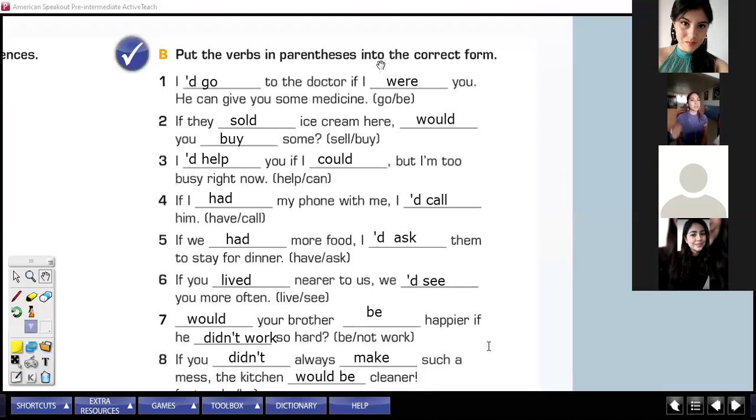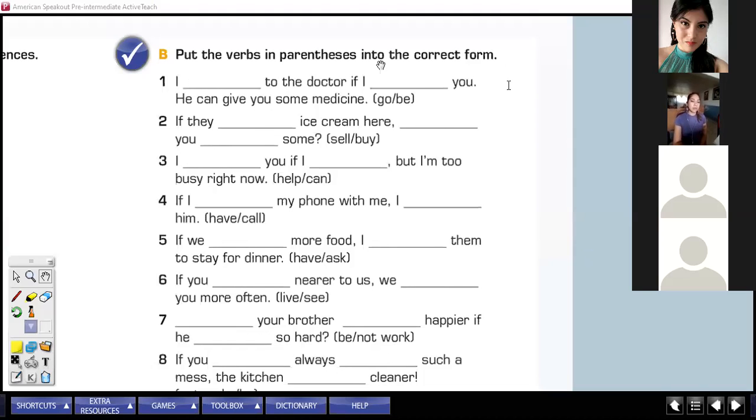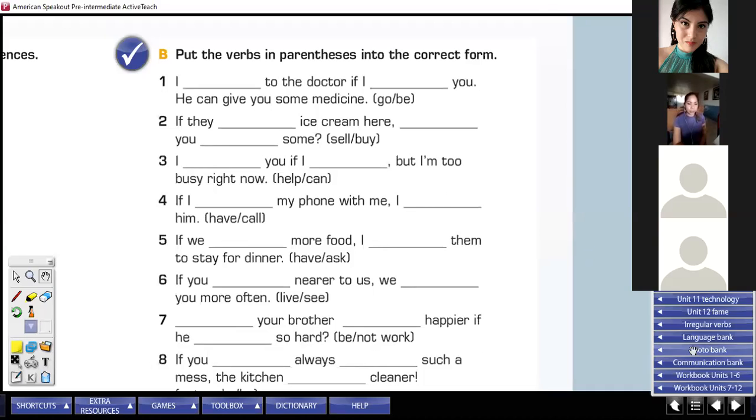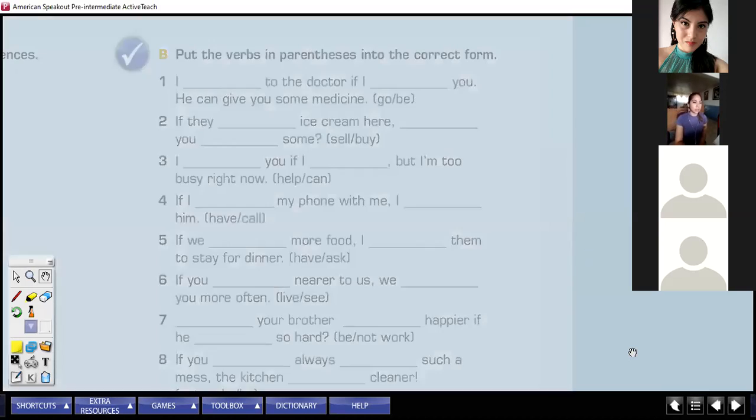Any questions about second conditional? Guys, do you have any questions about second conditional? No? Perfect. Let's continue then. So now for lesson 3, we're going to talk about how to order, I guess. Request. How to make requests. Let's see. That is, again, unit 12, please, lesson 3.